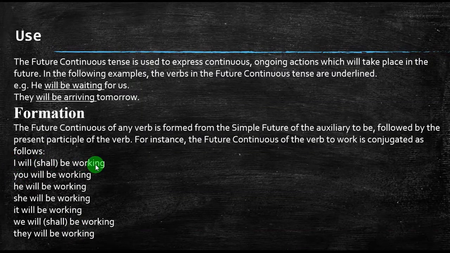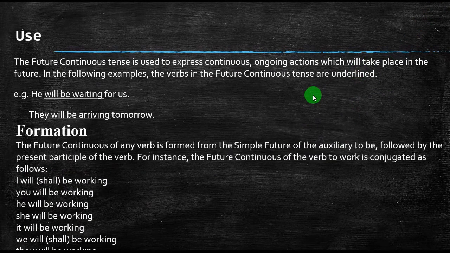I will be working, American. I shall be working, British. You will be working, he will be working, she will be working, it will be working, we shall be working, British, we will be working, American, they will be working. So this is the conjugation, right? Now let us see how its questions and negative statements are formed, right?